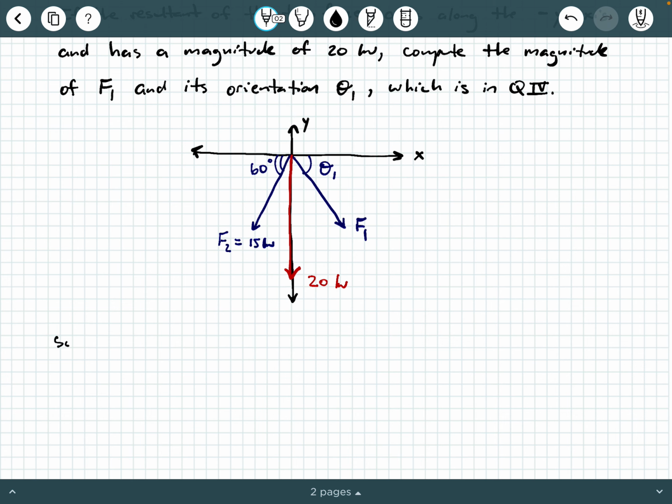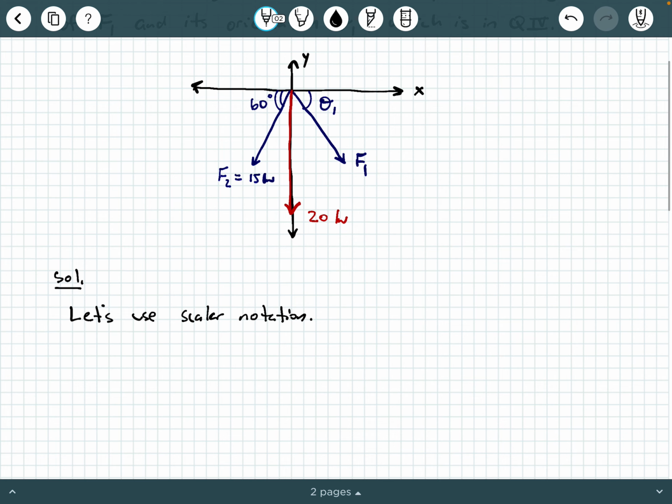So I'm going to write solution. I'm going to say, let's use scalar notation for this, okay? Now, how do we go about using scalar notation on this diagram? Well, we go about it the same way we have before. Just because we have some different knowns and unknowns does not mean we have to go about a completely different process. We follow the same process we're familiar with.